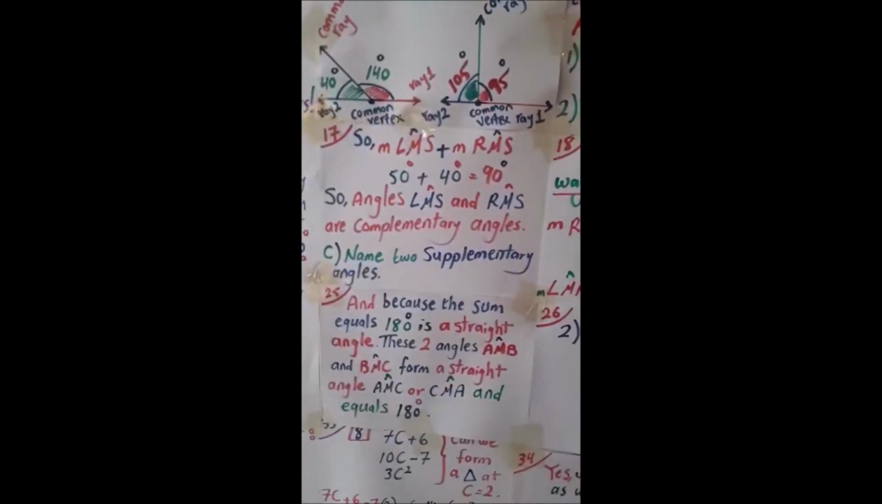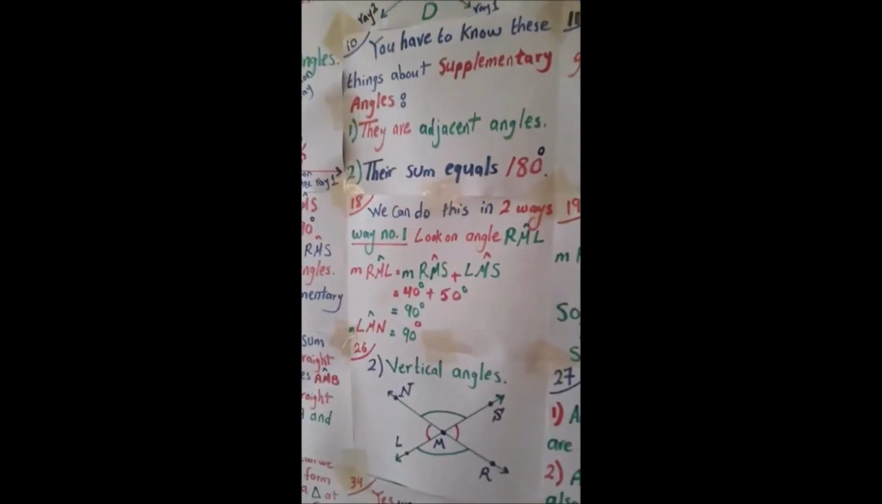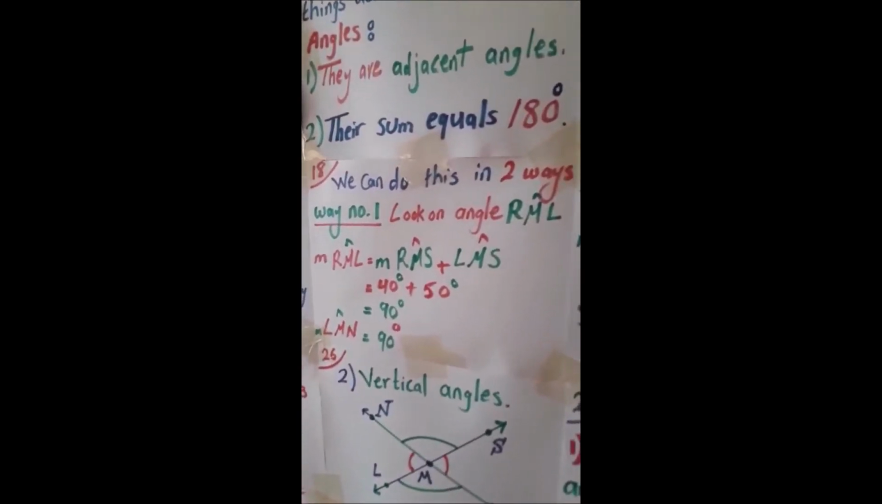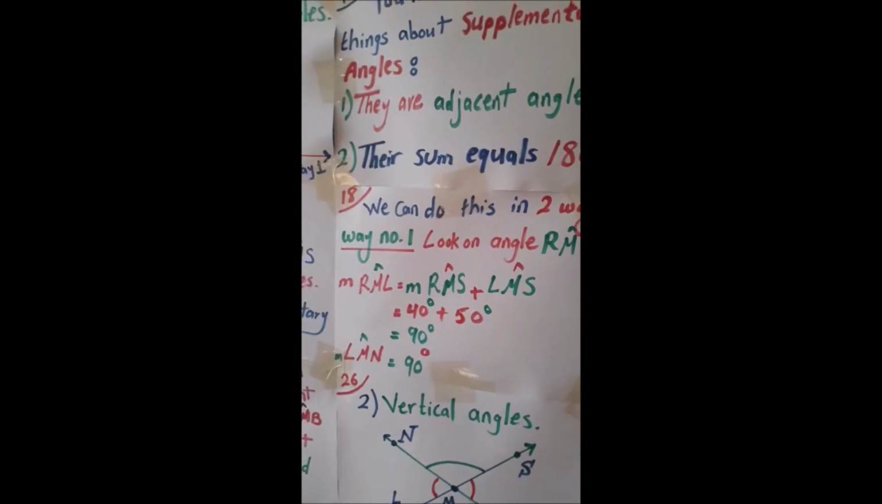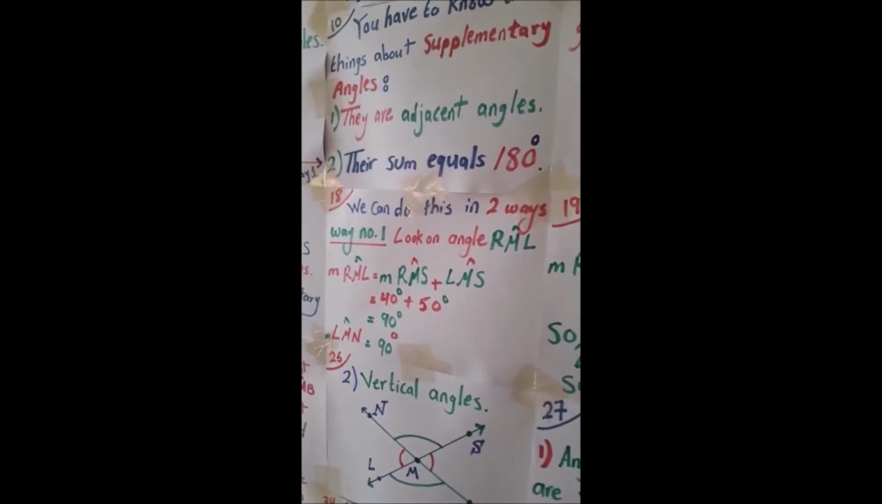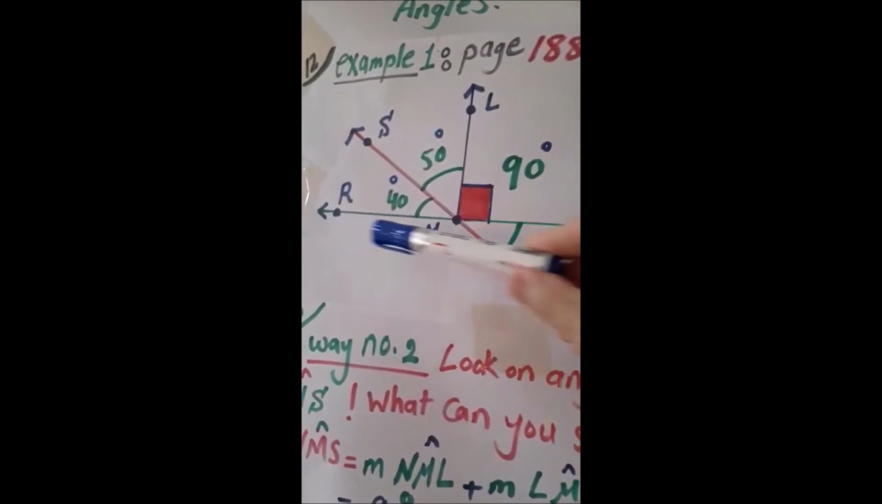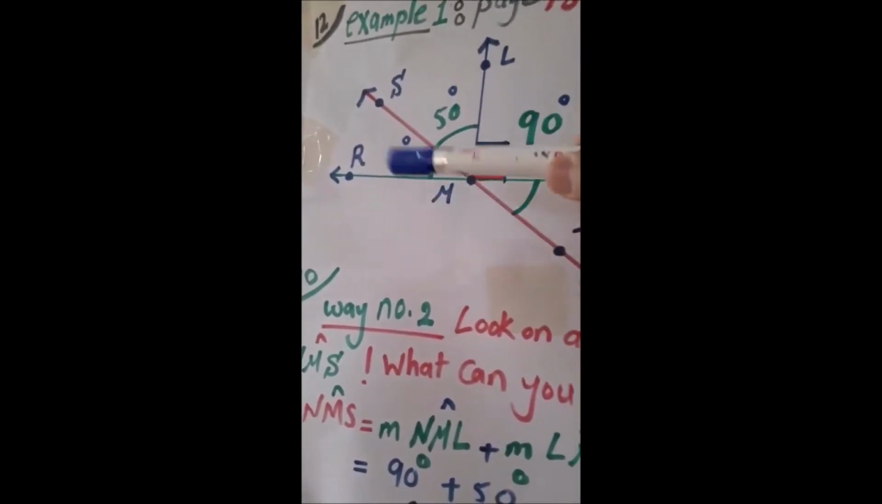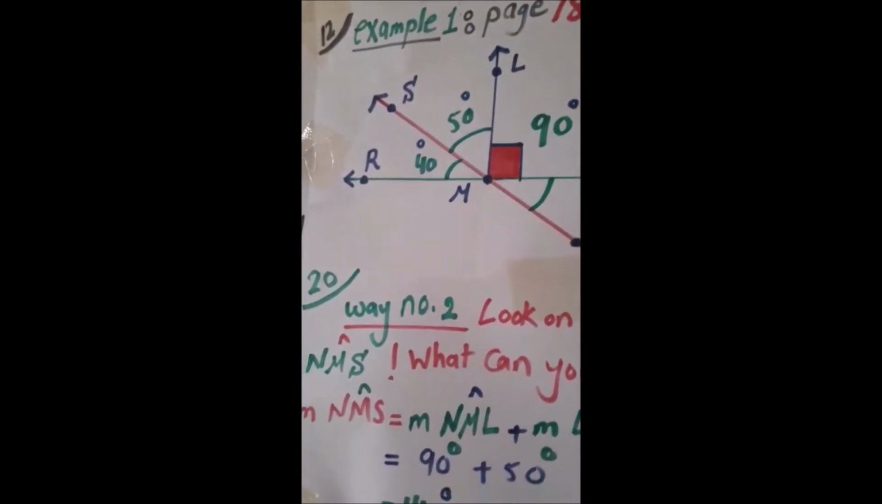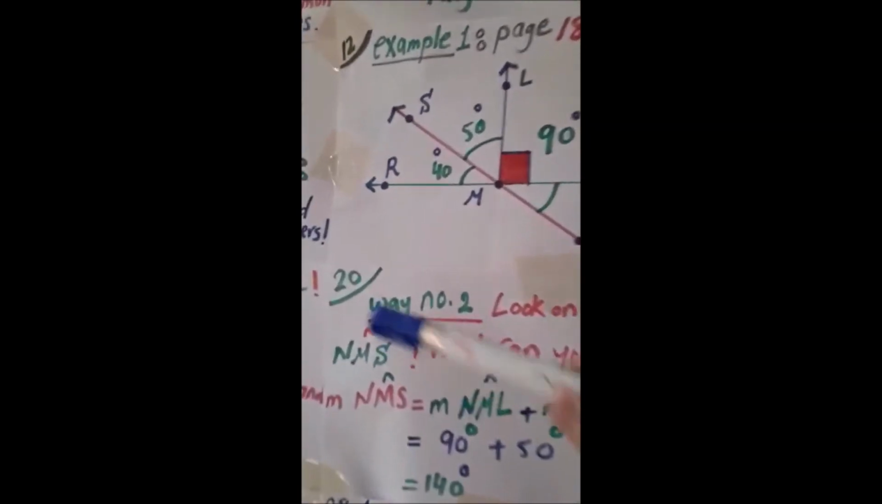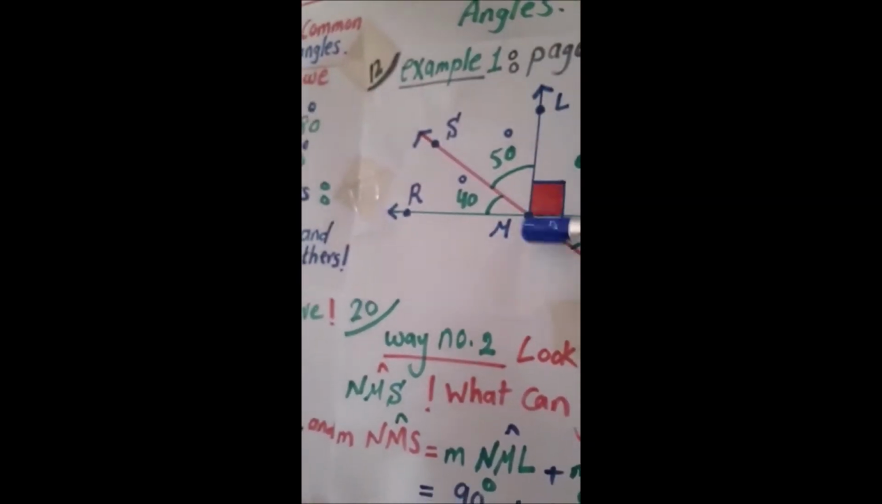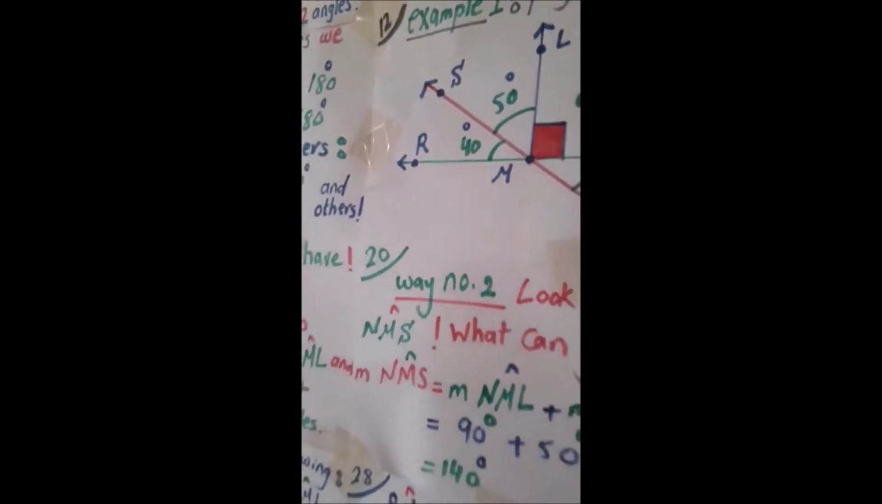Guys, we can do this in two ways. If you want to find two supplementary angles, we can do that in two ways, and you are free to choose any one you want. Let me go to way number one. He said, look at the angle RML. Yes, guys, RML, as you see the big one, and we can say that this angle is right, because now we said 40 plus 50 is 90. Excellent, guys. So RML is one of the angles that we can focus on.